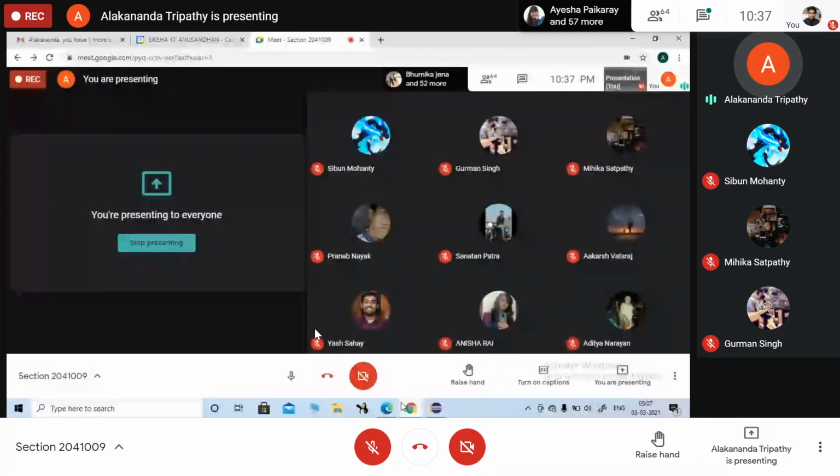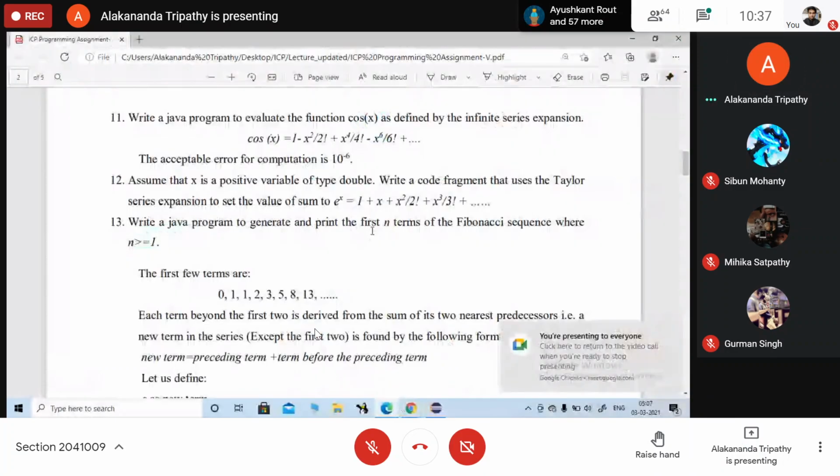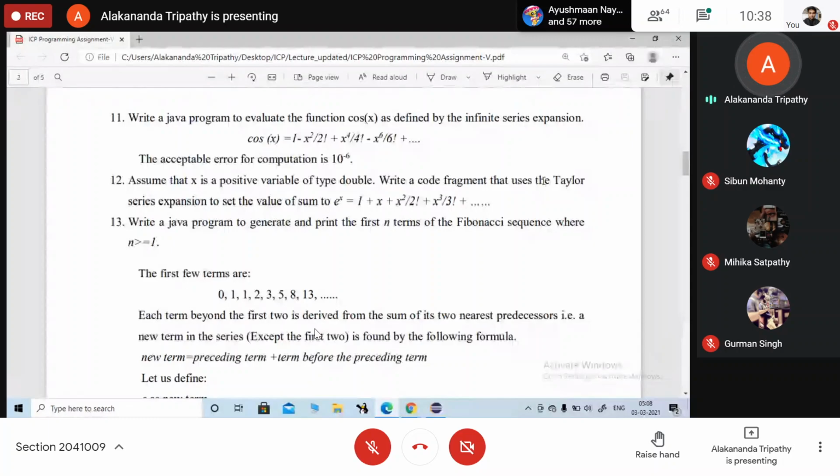So Taylor series, how are you going to do it? The question here is you need to assume that x is a positive variable of type double. Write a code fragment that uses the Taylor series expansion to set the value of e to the power x equals 1 plus x square by 2 factorial plus x cube by 3 factorial. So how are you going to do it?